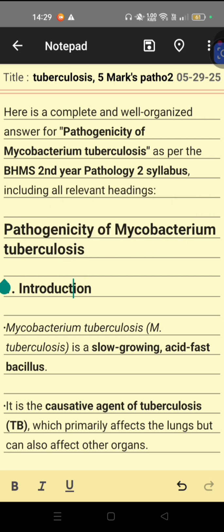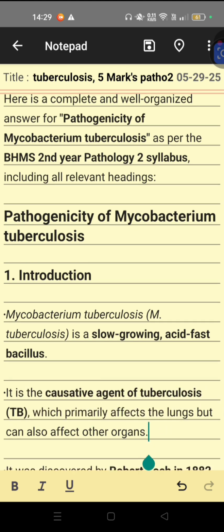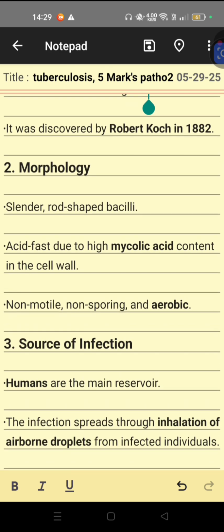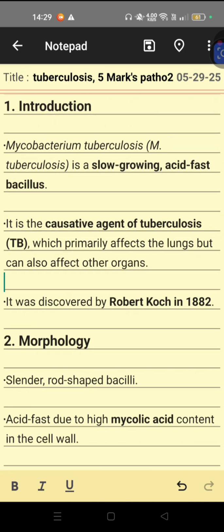Pathogenesis of Mycobacterium tuberculosis. Introduction. Mycobacterium tuberculosis is a slow growing acid-fast bacillus. It is the causative agent of tuberculosis (TB), which primarily affects the lung but can also affect other organs. It was discovered by Robert Koch in 1882.